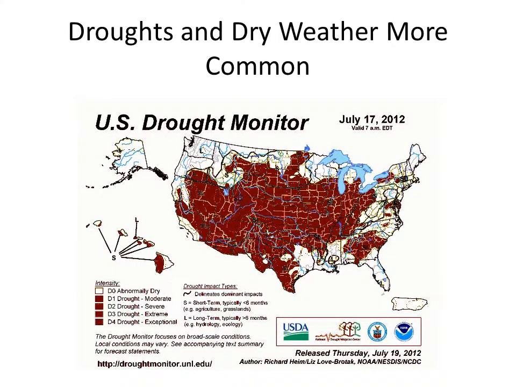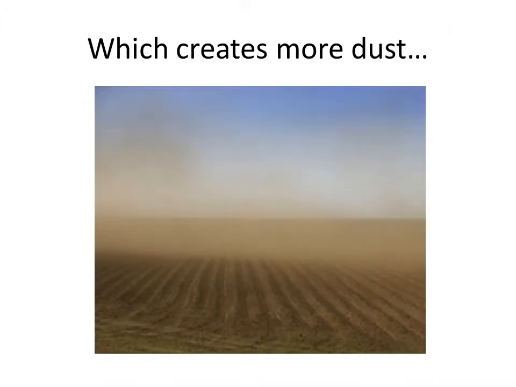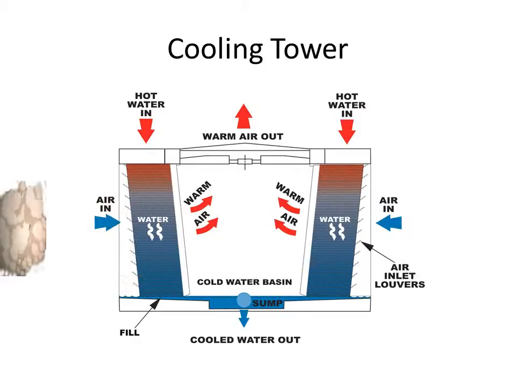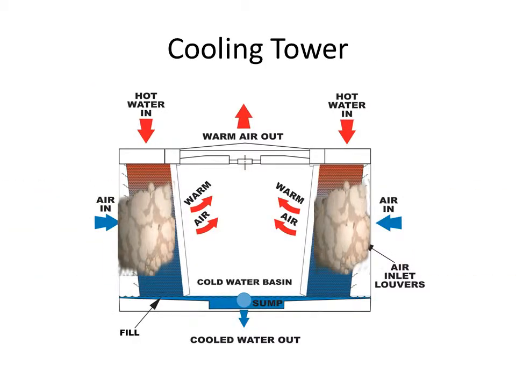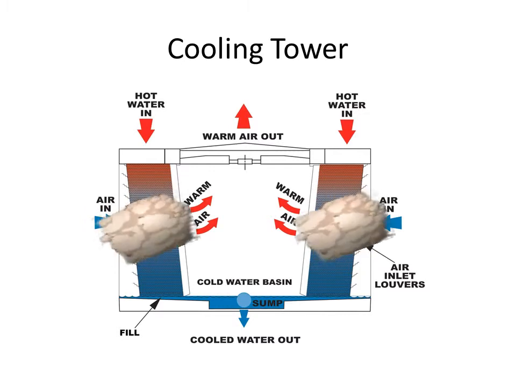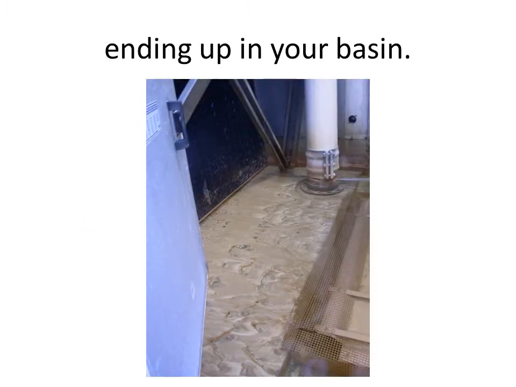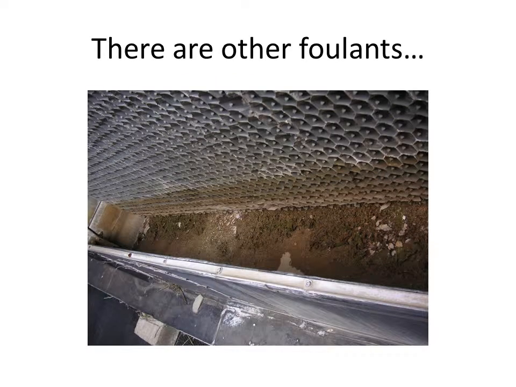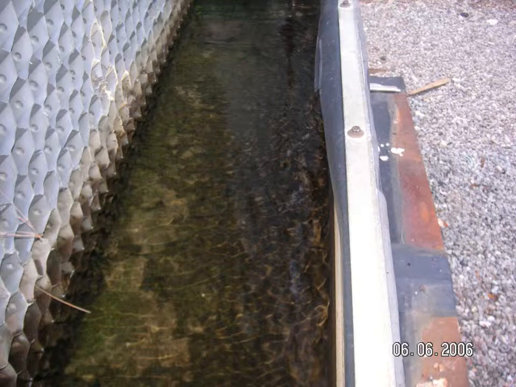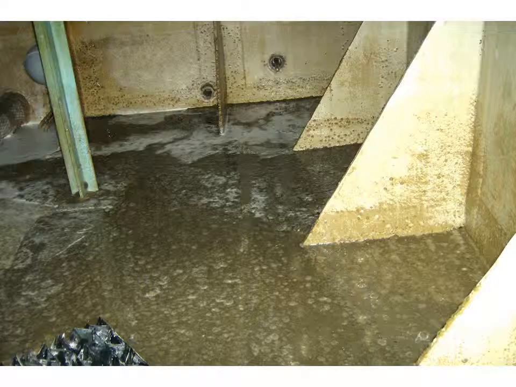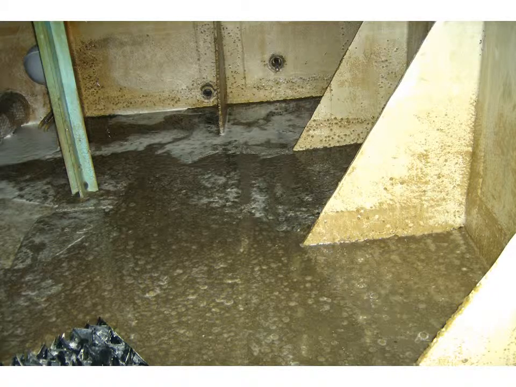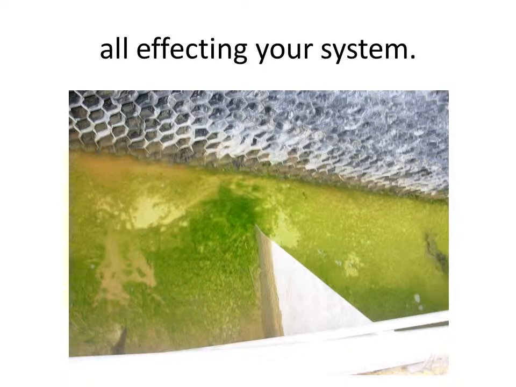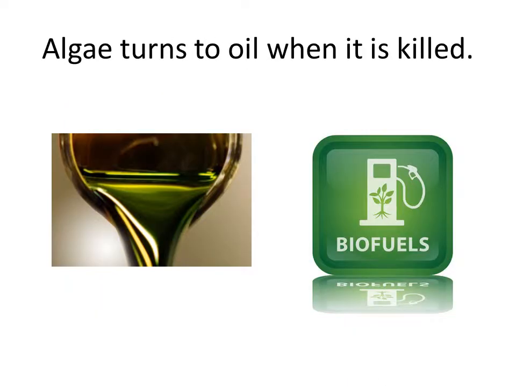We're familiar with droughts and what they do. Your cooling tower is a giant air scrubber, bringing material into your system. Algae and dirt, live algae and dead algae, biomass, and lots of algae. We all know about algae making biofuels.